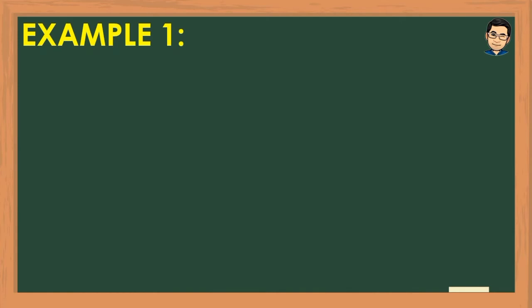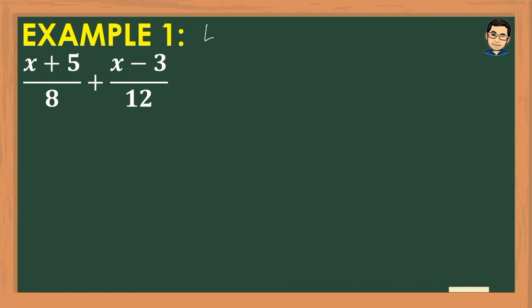So, let's have example number 1. X plus 5 all over 8 plus x minus 3 over 12. So, what is the LCD of 8 and 12? So, yung LCD po, sulat natin dito, of 8 and 12. So, that is 24. And then, i-rewrite natin yung mga expressions as equivalent expressions.